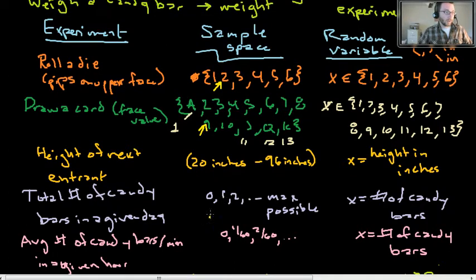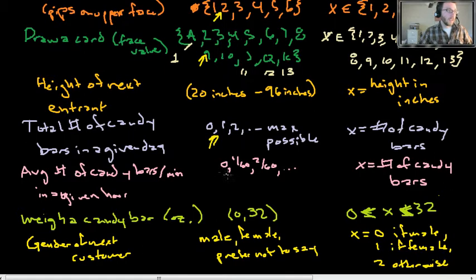Where else? The total number of candy bars. Even this one, an average number of candy bars per minute in a given hour. I mean, the total number of candy bars in a given hour comes in chunks. And in this case, we just divide those chunks by 60, but they're still chunks. Now, in this case, they're decimals, but they're still decimals that come in discrete chunks. Same thing with the gender of the next customer.